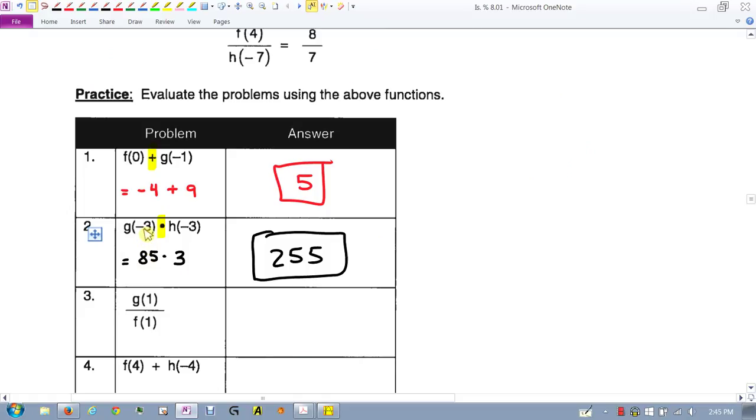Yes, this negative 3 is replacing the x, yes. And then this one right here, it's replacing the x in the h function. Yep, yep. And they didn't both have to be negative 3. You know, you could have put 5 in here. It doesn't matter. They don't have to match. Like this one didn't match. 0 went into the f function, then negative 1 into this one.